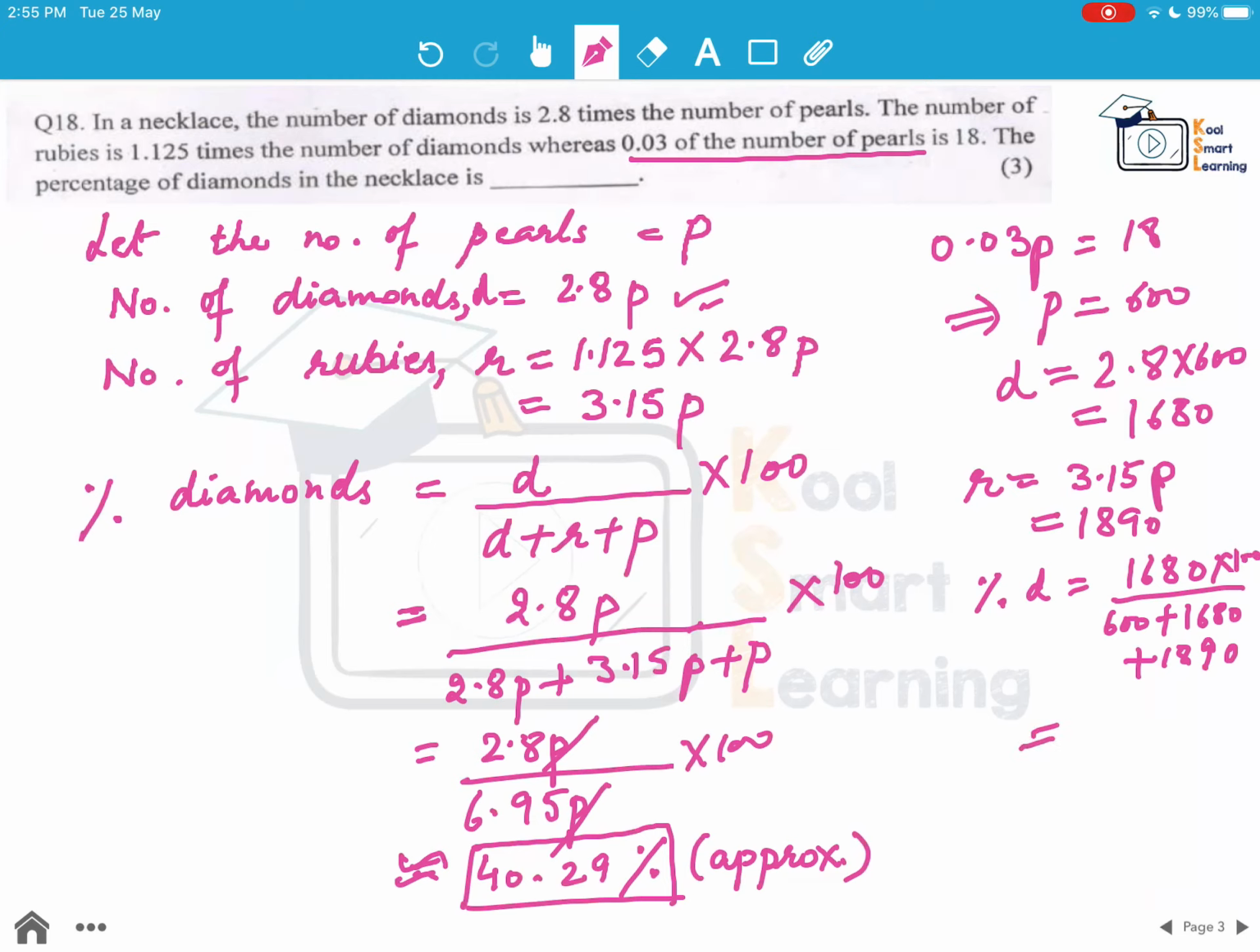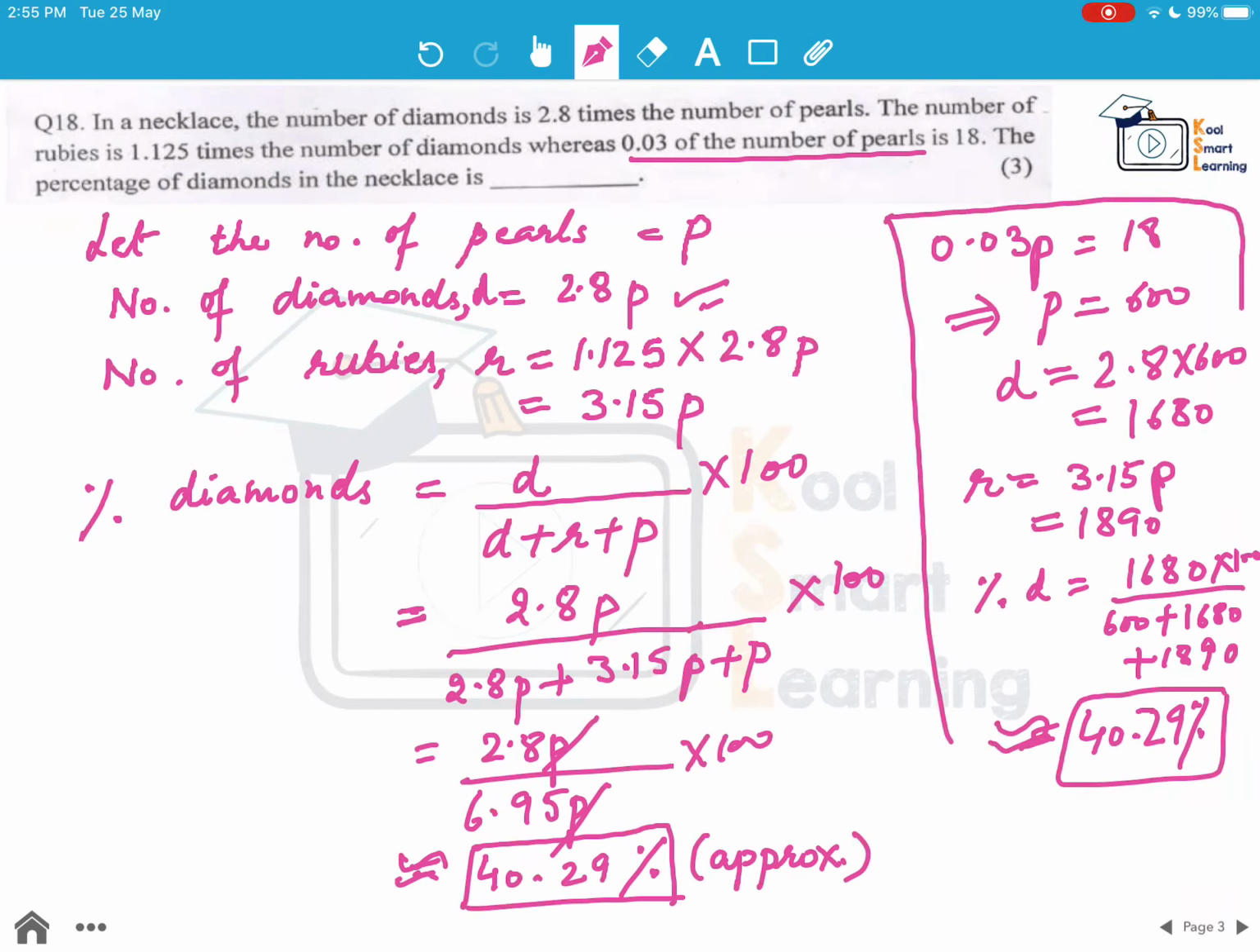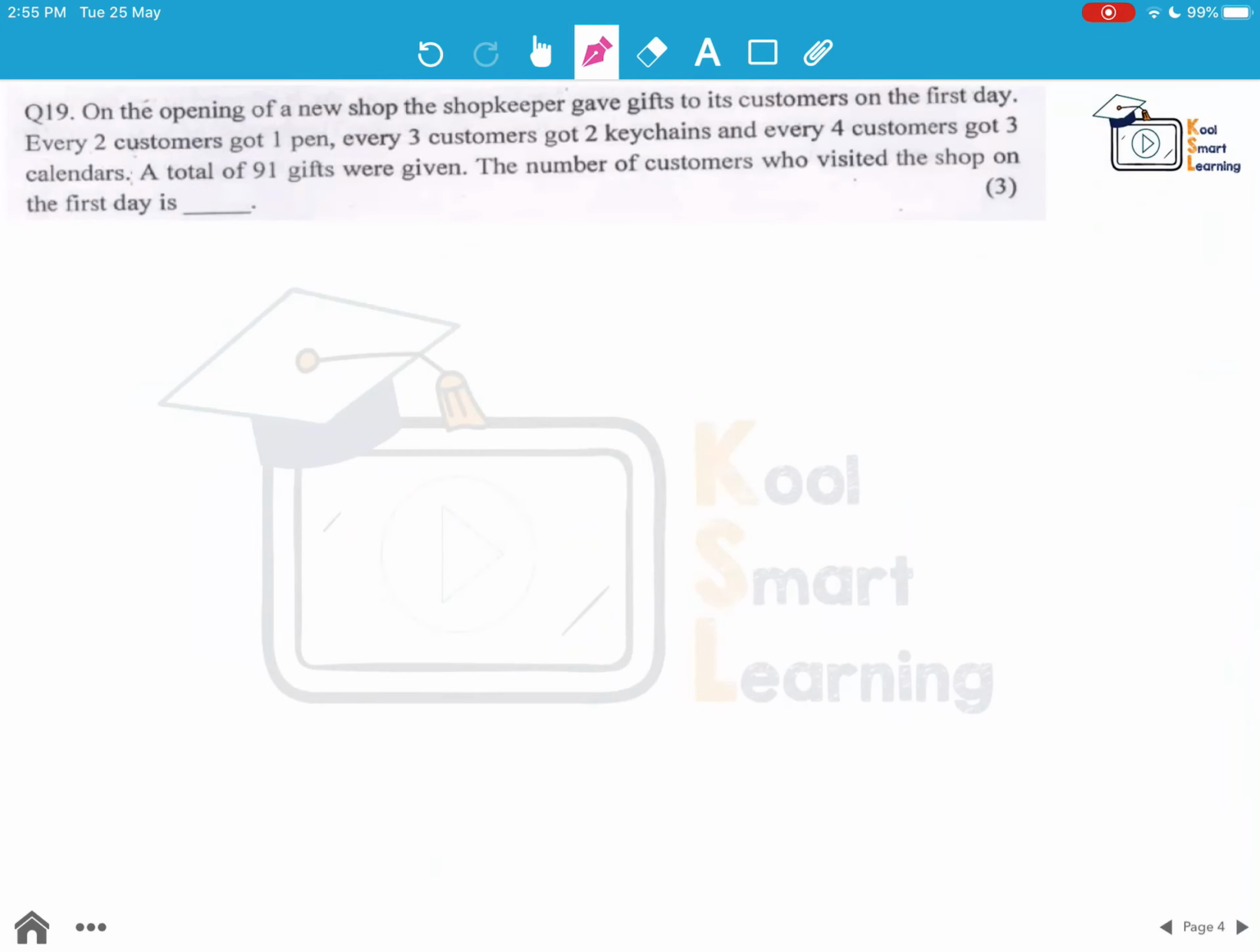So this, if we calculate it again, comes out to be the same. Obviously it has to be the same. It is 40.29% approximately. Now this is an extra thing that we can do, but it is not required. This information is actually not required if we just have to find out the percentage of diamonds. Moving to the next question.